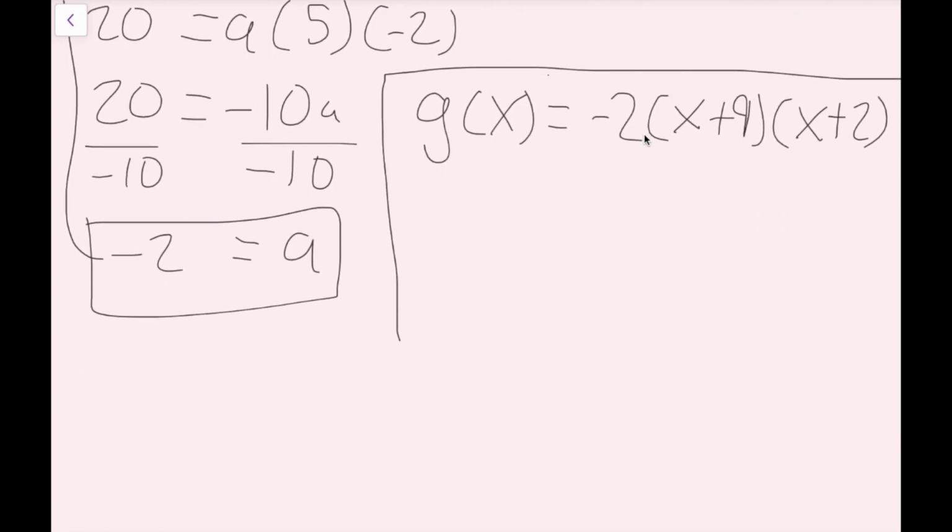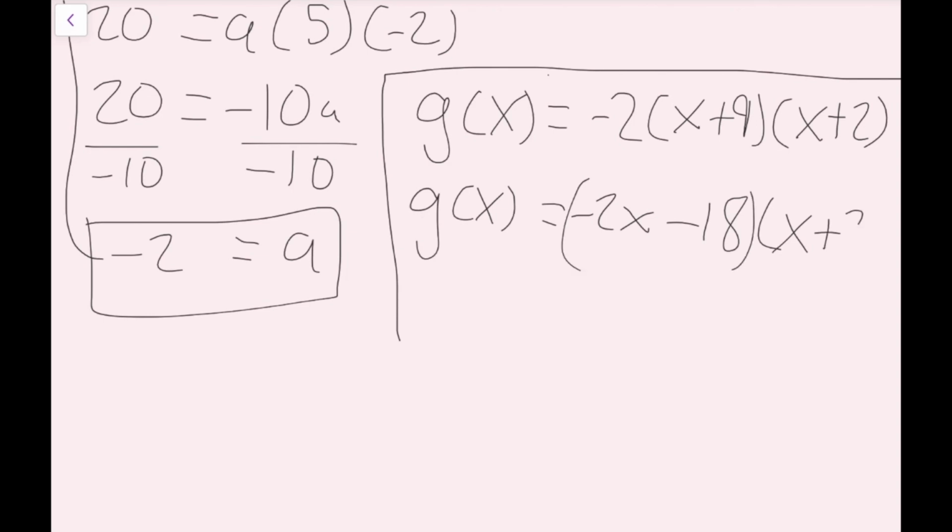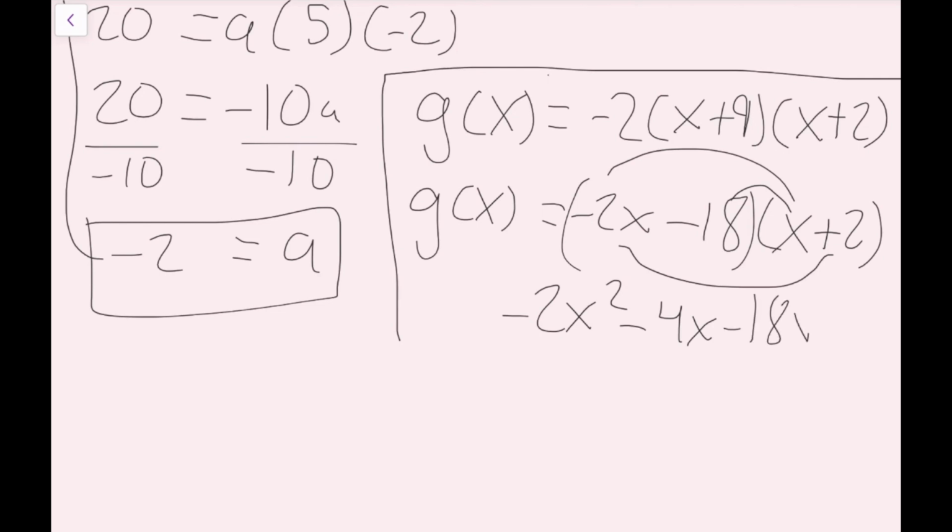So what I'm going to do first is distribute this -2 to the x plus 9. So I'm going to get g of x equals -2x minus 18, and then in parentheses, x plus 2. And then I'm going to FOIL this out. So -2x times x, well, that's -2x squared. And then I have -2x times +2, which is -4x. And then I have -18 times x, which is -18x. And then I have -18 times 2, which is -36.